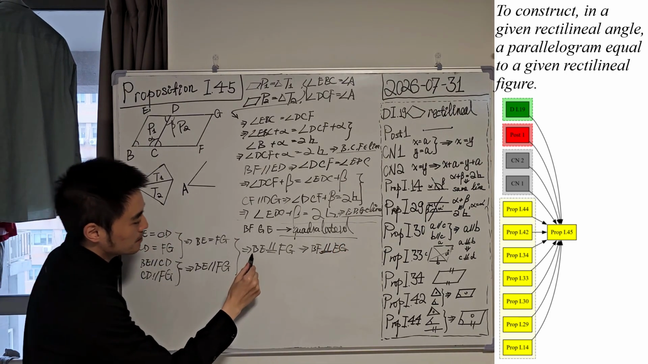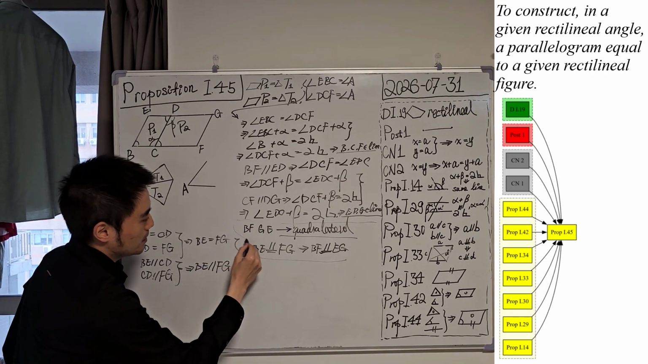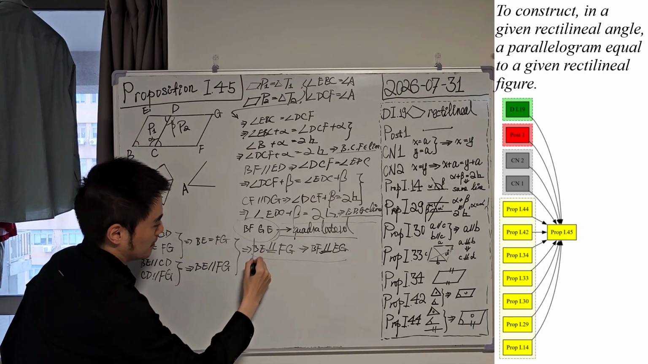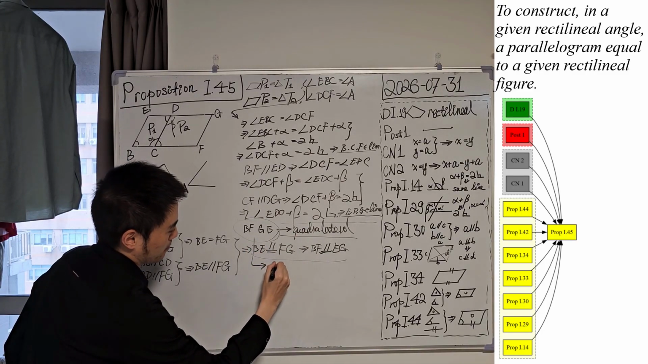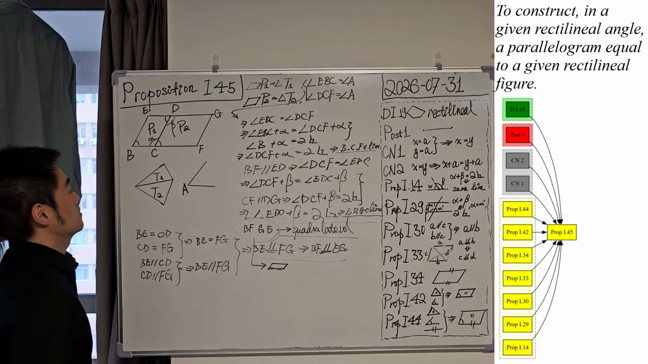And if we combine these two conditions together, we can imply that BFGE is not only a quadrilateral, but it is also a parallelogram. Okay, that's great.